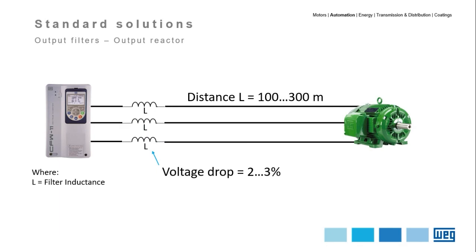With the addition of the output reactor, standard drives can run motors located from 100 to 300 meters away. That's a great advantage because it is 3 times longer than in assemblies without any filter. The downside of the reactor addition is the voltage drop of 2 to 3% in the reactor.